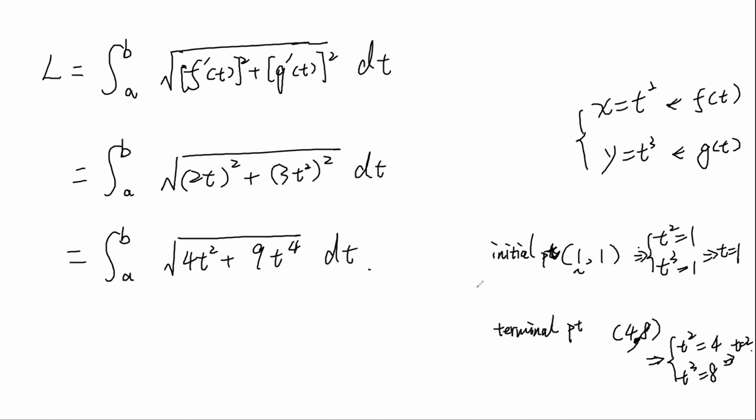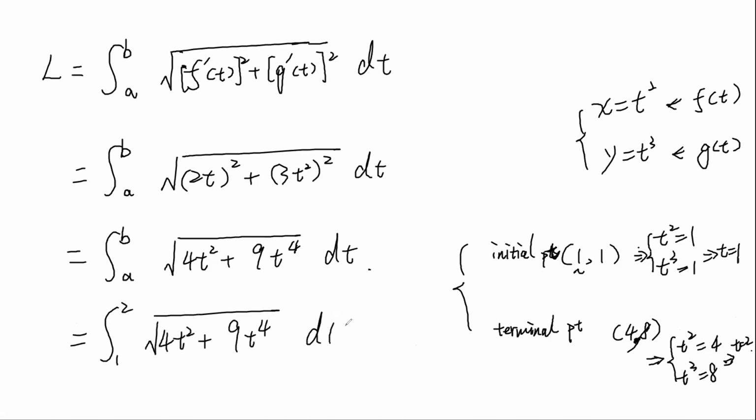And from this, based on these calculations here, you can get that this integral is actually from 1 to 2 of the square root of 4t squared plus 9t to the 4th, dt. And what's left to do here is just to solve this integral.